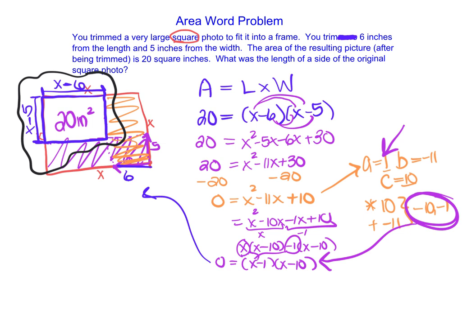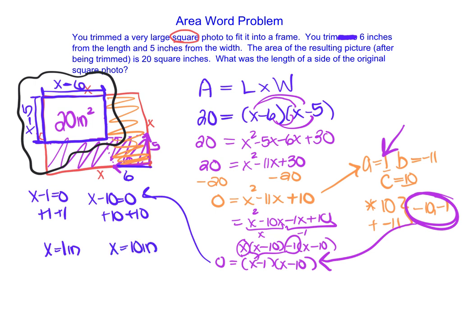So finally, I need to take these two numbers and set them equal to 0. So we have x minus 1 could equal 0, or x minus 10 could equal 0. And so here we add 1 to each side. So this is saying one option is that its original length was x equals 1 inch, or our other option is that x is equal to 10 inches.